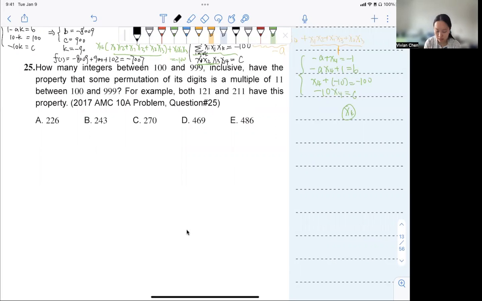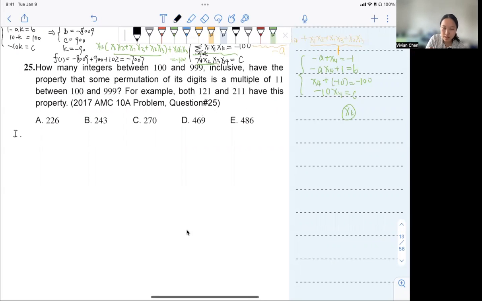Okay, so first make sure that we understand this question. 121 is already a multiple of 11. It is 11 times 11. So yes, it has this property. 211 is not a multiple of 11, but if you change the order of its digits, if you put one over here, it becomes 121, and then it is a multiple of 11. So it has this property. So this is saying if you change the order of its digits somehow and it becomes a multiple of 11, then it satisfies this property.